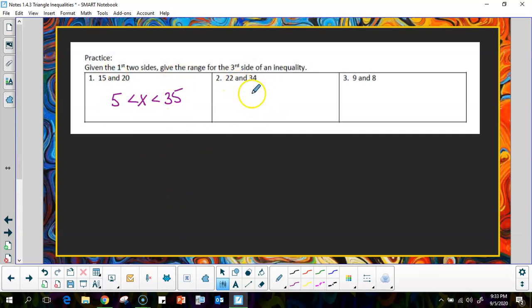Same thing here. Subtract. 34 minus 22 is 12. x is less than, and then 22 plus 34 is 56. Same thing here. Let's subtract them. 1. So it could be between 1 and 17. And that's it. That's all you do with that type of problem.